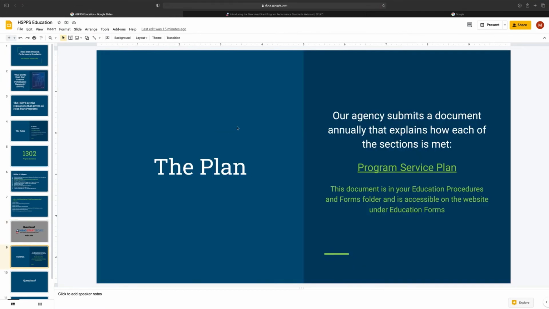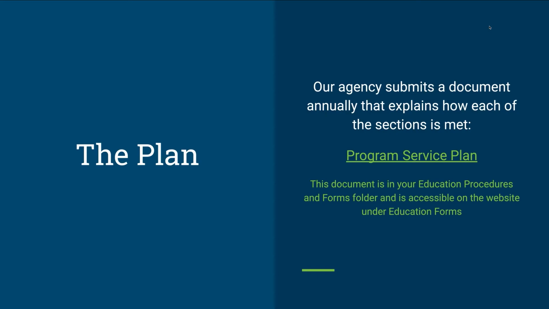We want to talk really quickly about what our program does with the Program Performance Standards for Education. What happens is we submit a plan for each of our different content areas about how we are meeting the regulations explained within the Head Start Program Performance Standards. We're going to look briefly today at the Program Services Plan for Education. Again, this is submitted annually to the Office of Head Start. The Program Services Plan is always available to you in your Education Procedures and Forms folder on the drive and is also accessible on our website under Education Forms.